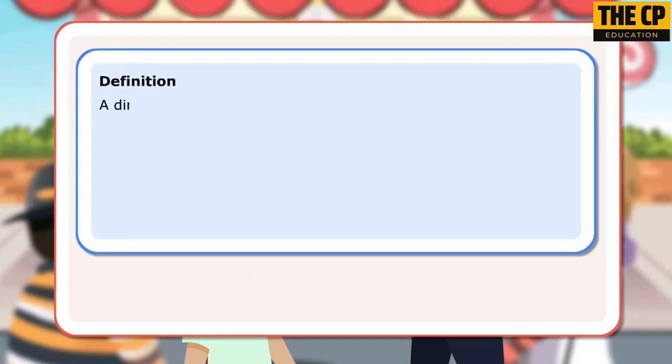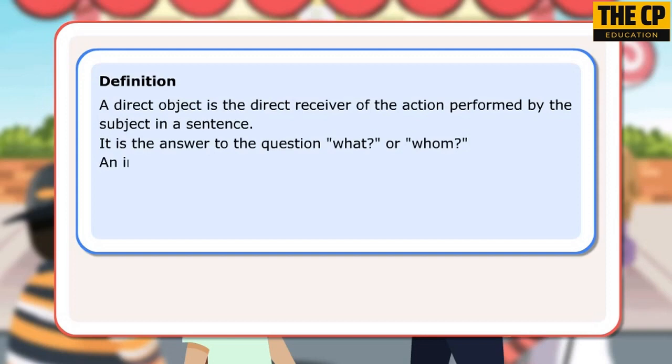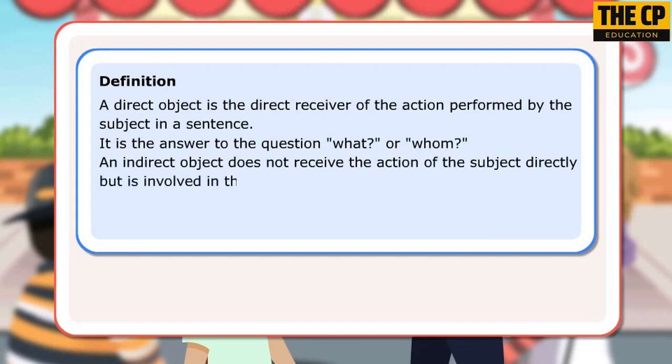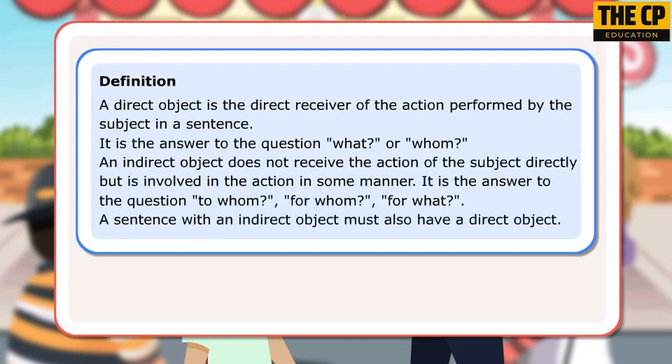Definition. A direct object is a direct receiver of the action performed by the subject in a sentence. It is the answer to the question what or whom. An indirect object does not receive the action of the subject directly but is involved in the action in some manner. It is the answer to the question to whom, for what. A sentence with an indirect object must also have a direct object.